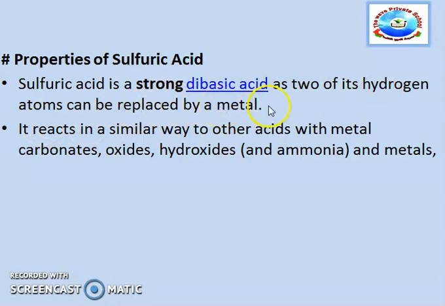Okay, now you know its molecular formula is H2SO4. So the two hydrogen atoms can be replaced by any metal. And it reacts in a similar way to other acids with metals, carbonates, oxides and hydroxides. Okay students, so these are the basic properties of sulfuric acid.